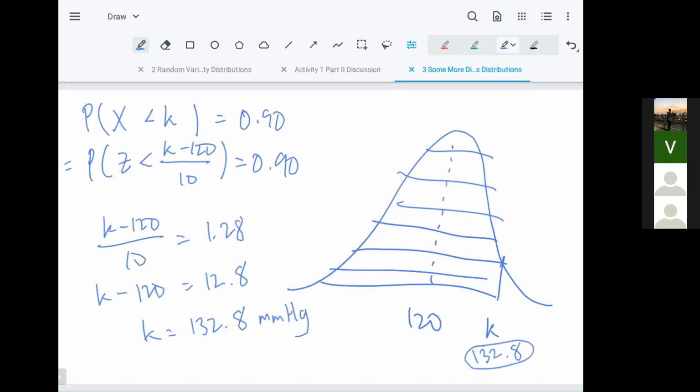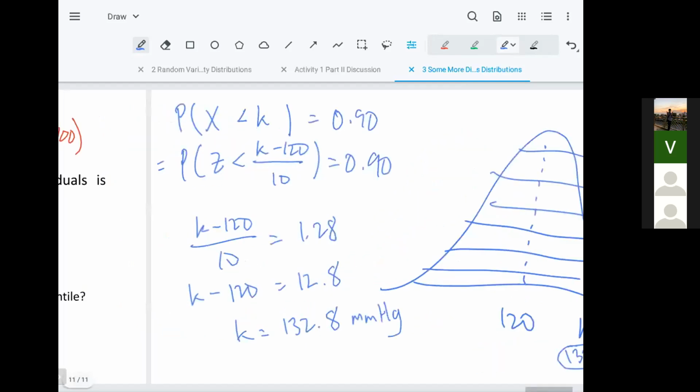90% ng mga blood pressure systolic mas mababa sa kanya. Or pwede rin natin siya i-phrase na siya yung cut-off para maging top 10% ka. Top 10% ka ng mga high blood, parang ganun. Yan yung cut-off. So, all right. So that's it. Do you have any questions?